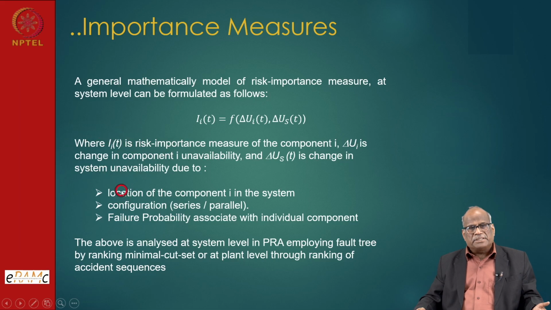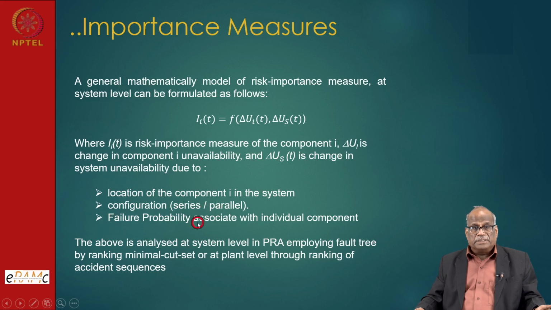Now how does importance measure vary? With the location of the component, where it is placed, and the configuration, series and parallel. Suppose we have provided one diesel generator in a series system: a breaker, the diesel generator, and again a breaker, between input and output. The importance of the diesel generator will be very high, because there is no other system which can make up for it if it fails. But if we have two diesel generators, the importance of an individual diesel generator in a parallel configuration will be lower. So that's how we see.